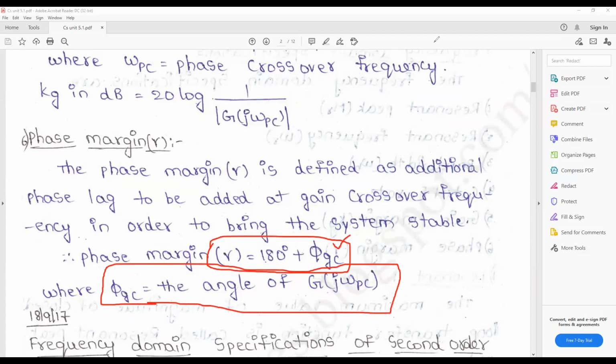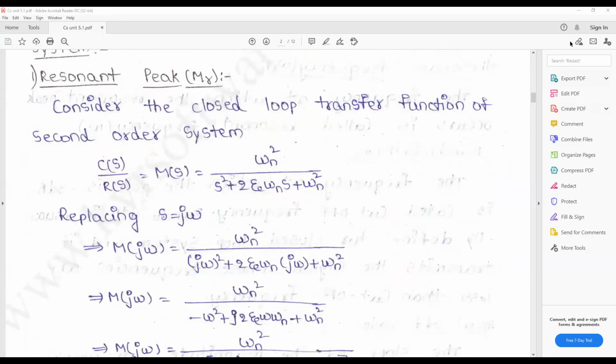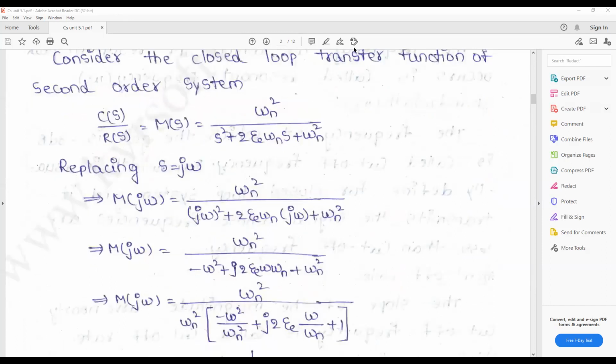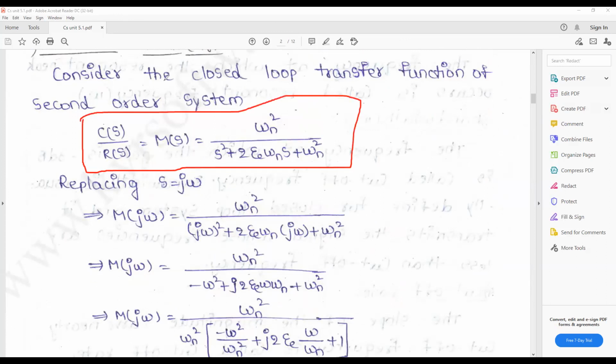Next, derive the frequency domain specifications. The first one is the resonant peak. First, the standard form of the closed loop second order system, which you already know. What is the standard form of the closed loop second order system? The standard form is C of S by R of S is equal to omega n square by S square plus 2 zeta S omega n plus omega n square.